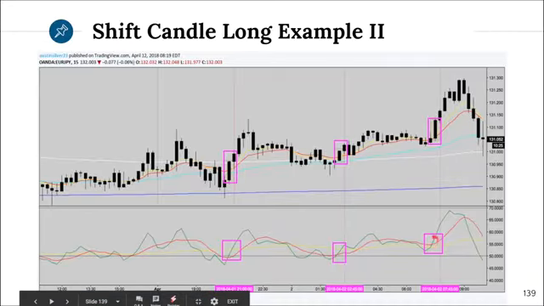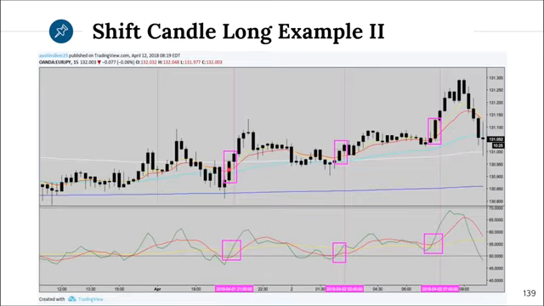RSI coming through the liquid 50 and the trend line. Is this a solid shift candle? Let's talk about it. So the first one here, is this a solid shift candle?